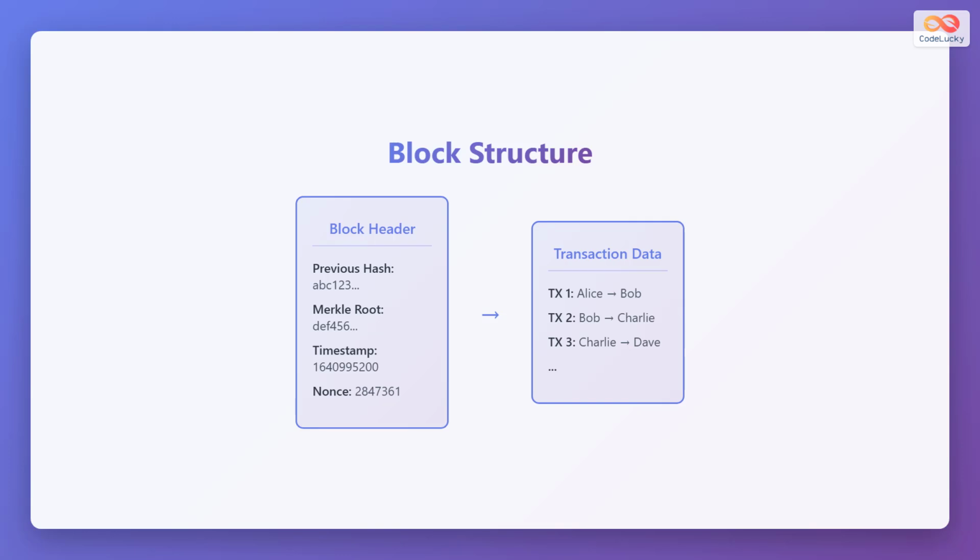Following the arrow, the transaction data section contains a list of all the transactions included in the block, such as transaction 1, Alice to Bob, transaction 2, Bob to Charlie, transaction 3, Charlie to Dave, and so on.